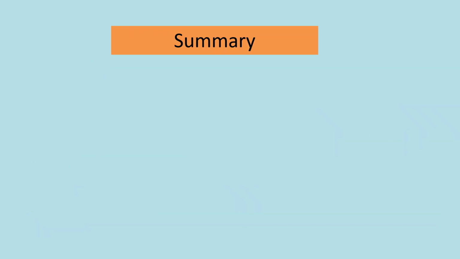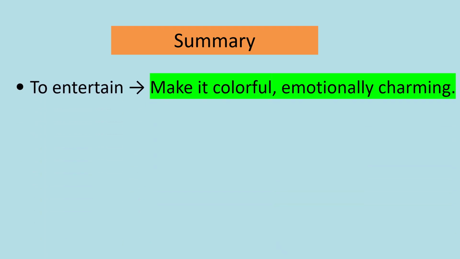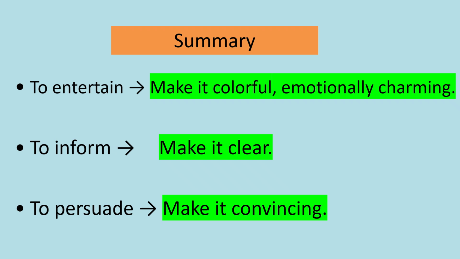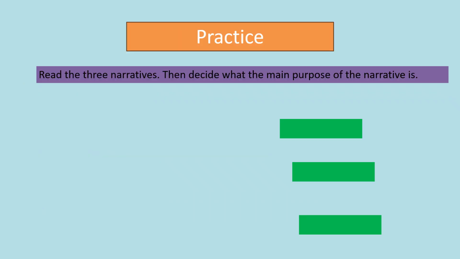Let's summarize these three purposes. To entertain, we make it colorful, emotionally charming. To inform, we make it clear. To persuade, we make it convincing. Let's do one practice. Read the three narratives. Then decide what the main purpose of the narrative is. Remember, we have three purposes: to entertain, to inform, to persuade.